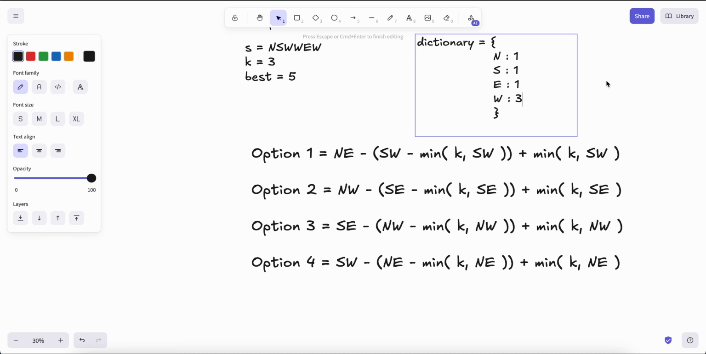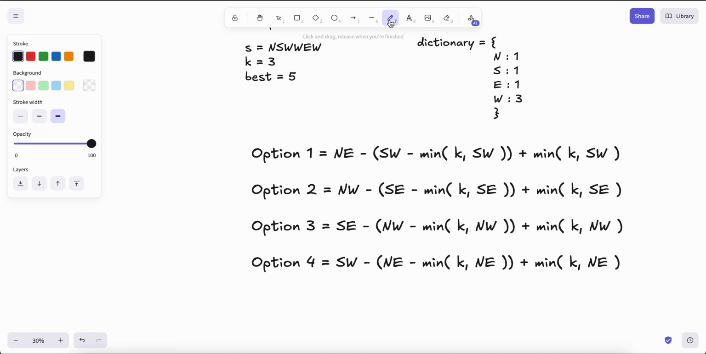Alright, now let's do this operation again. NE is 2, right? SW is 4, right? S is 1 and 3 is here. What's the minimum value? The minimum value will be 3. Although your SW value is 4, your K value is 3, so you're limited by the value of K. Then you have to plus the value of 3. So in this case, for option 1, when you carry out the changes, the maximum Manhattan distance that you can achieve is 5.